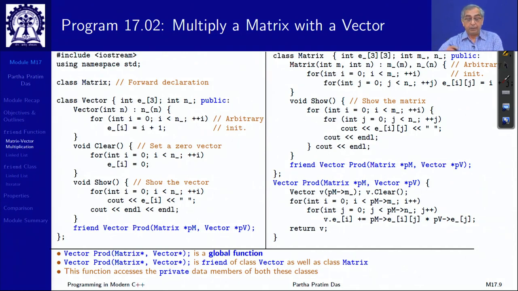So, let us take an example. The example here is to be able to multiply a matrix with a vector. So I have a vector class.